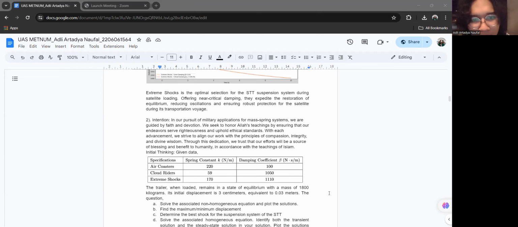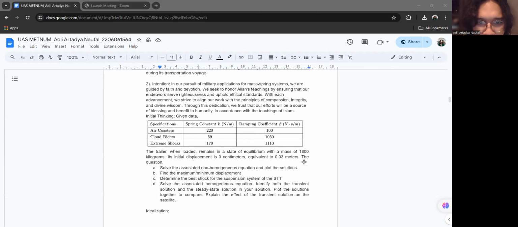And next is initial thinking with the same data as before. The trailer, when loaded, remains in a state of equilibrium with a mass of 1,800 kilograms. Its initial displacement is 3 centimeters, equivalent to 0.03 meters. And with the questions, solve the associated non-homogeneous equation and plot the solution.